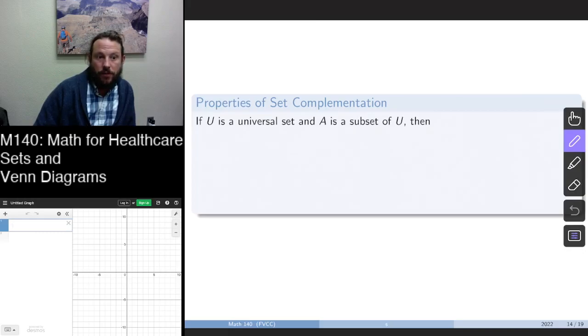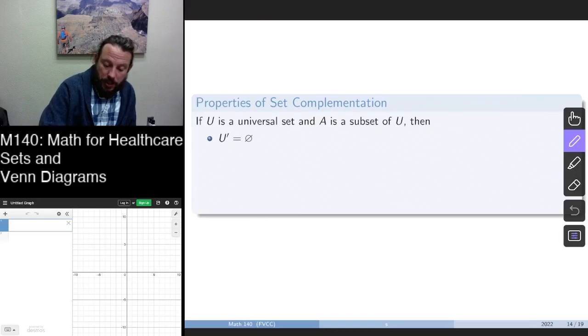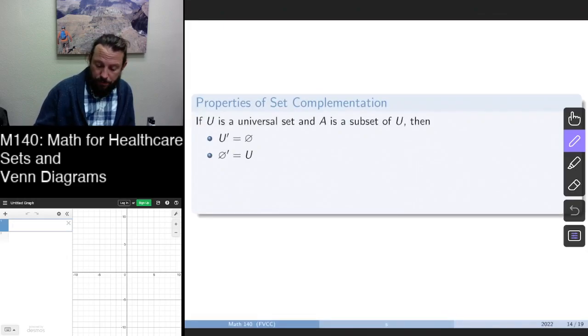Now, properties of set complements. If U is the universal set and A is a subset of U, the complement of U is the empty set. The complement of everything is the empty set. The complement of the empty set is U. The complement of A complement, you're back to A itself. I advise you to think about these things and make sure they make sense to you. These are not really needing to memorize, more to understand.